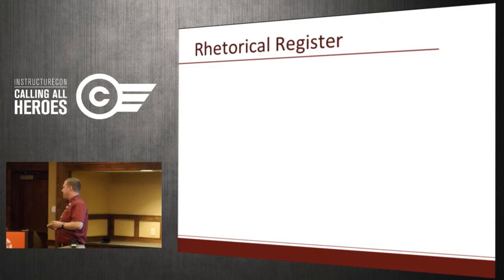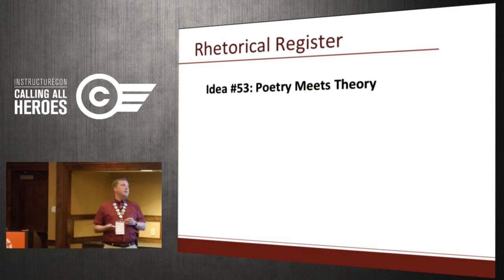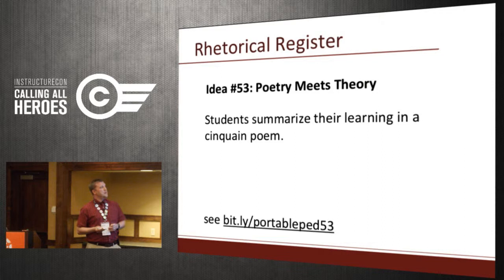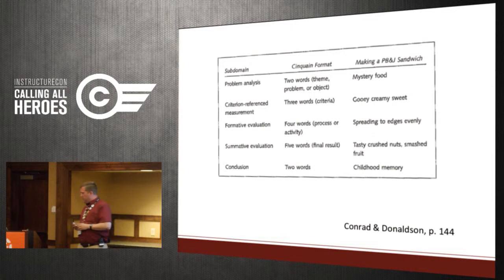Similarly, Conrad and Donaldson, rather ambitiously, I think, suggest assigning a poetic written form to summarize a theory. The example they give is to use the Seals and Ritchie evaluation subdomain set, and according to each subdomain item, express something in the poetic cinquain format, in this case, the process of making a peanut butter and jelly sandwich. We're a long way from the conventional discussion thread now. This might be a little too ambitious, but the point is different things are possible. And the point is this is difficult rhetorically.